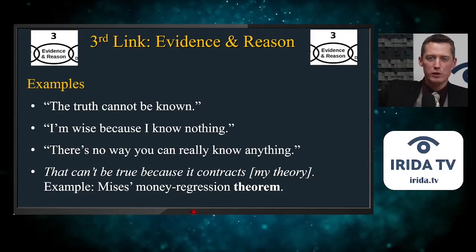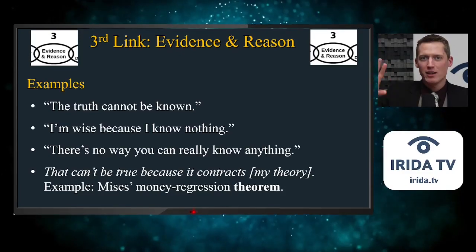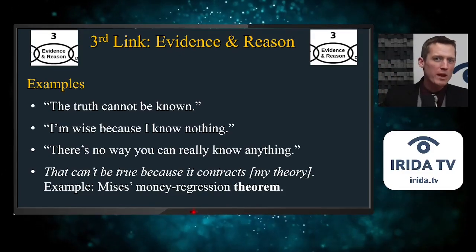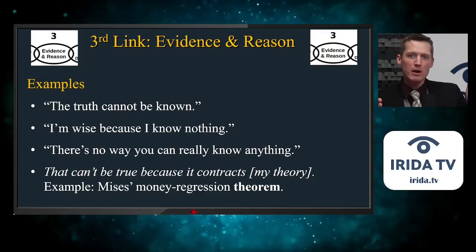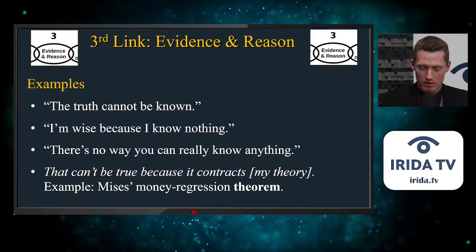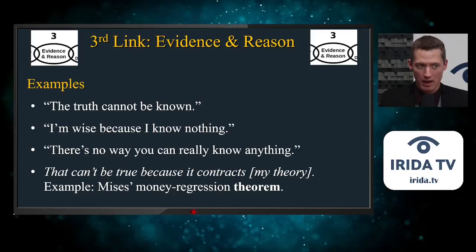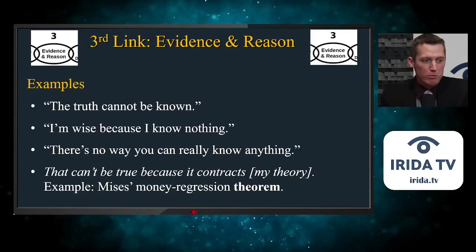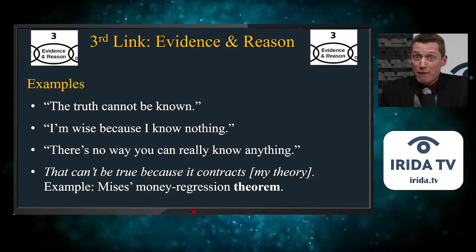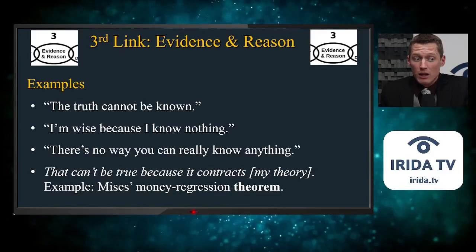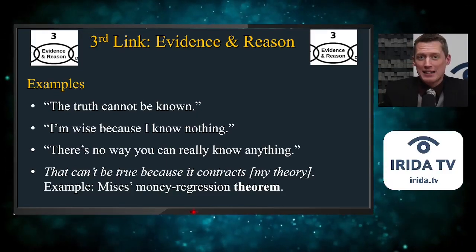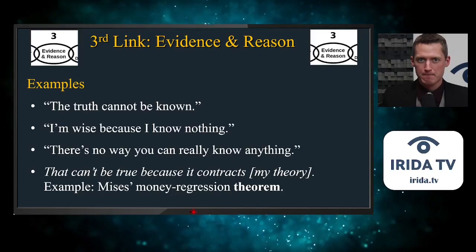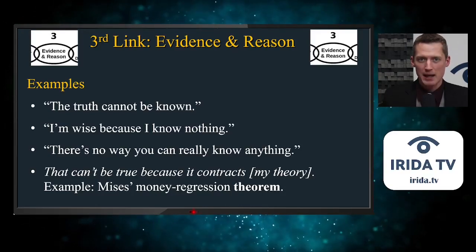All the evidence points to the credit theory of money, and I find often when I talk about this, people want to bring up, well, look at Mises' money regression theorem. And the fact that it's a theorem, it's true by definition. That's what a theorem is. It's true by definition. Mises' money regression idea is a hypothesis that doesn't have the evidence to back it up.